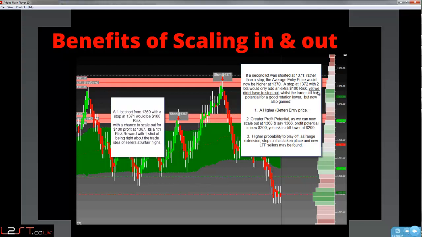Right, does everybody see the benefits of that? Now, I'm not saying you have to do that. I do it and I see the benefits of it. That's why I share it. It helps me out greatly when I don't get the trade right in the first place.